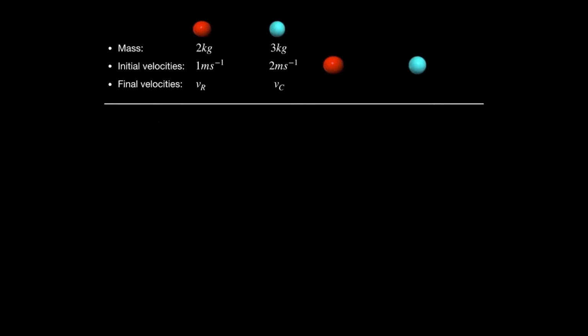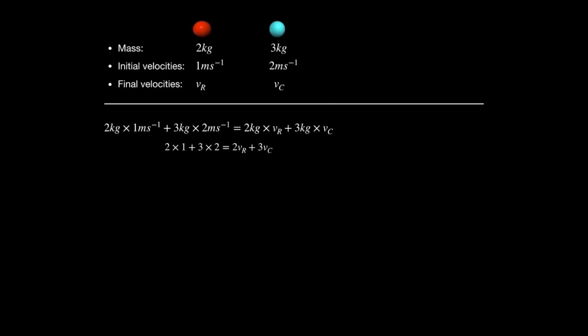How can we use it? Let's use the same example with numbers this time. The mass and initial velocities of the balls are known. We have to find the final velocities of the balls. First, we use the equation for the conservation of total momentum. The initial momentum of the red ball plus that of the cyan ball equals the final momentum of the red ball plus that of the cyan ball. So, we have got this equation now.